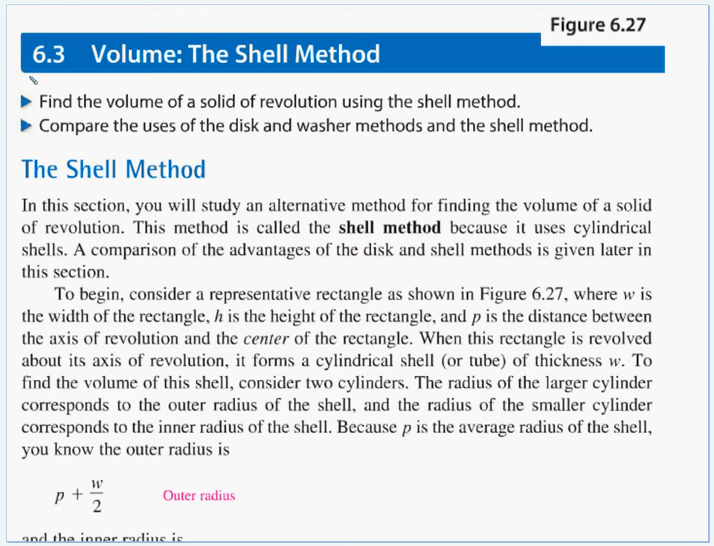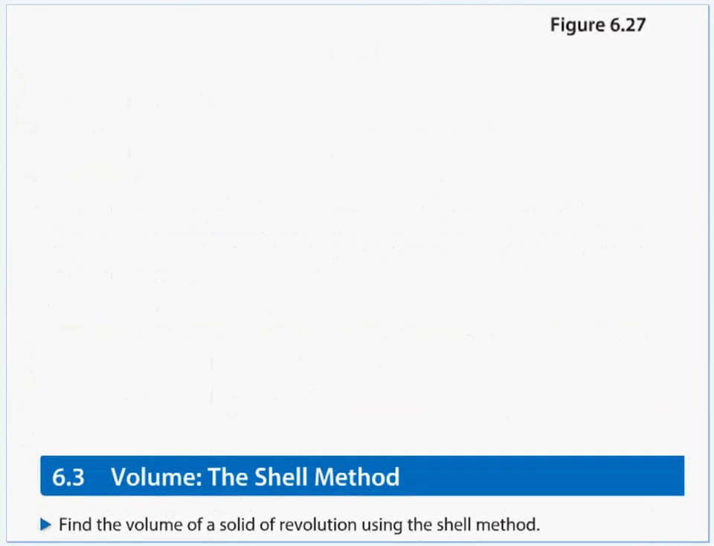In this one we're going to be looking at section 6.3. It is another volume method, but this time it's called the shell method. We have 2 bullet points. Find the volume of a solid of revolution using this shell method, and then we can compare the disk and washer with the shell. And here let me just do a graphical idea of what's going on.